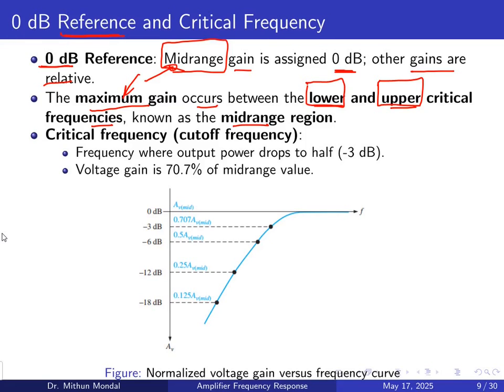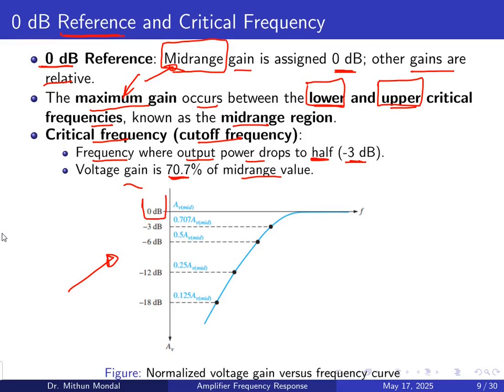So what is this cutoff frequency or the critical frequency, the two names that we take. These are basically the frequency where the output power drops to half, that is minus 3 dB, and the voltage gain is 70.7% of the mid-range value. Let us try to understand this with the help of the frequency response curve.